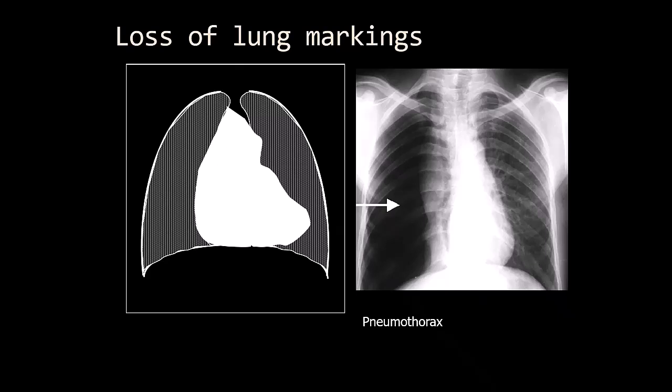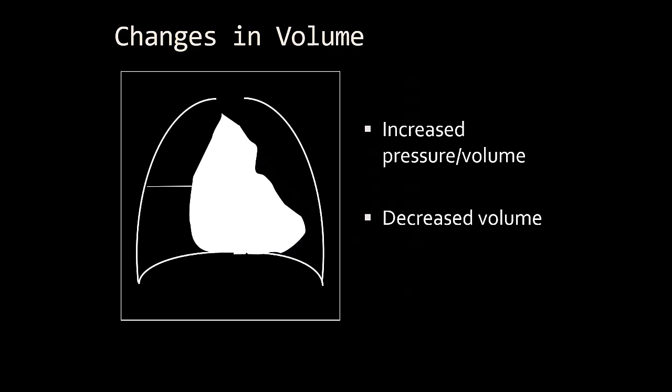Let's take a moment to study these illustrations of lung markings on trauma radiographs and the influence of fluids or lack of fluids within the thorax. Here we see a right lung pneumothorax where the air is pushing in on the right lung and shifting the heart and the left lung to the other side of the thorax. Let's see how the changes in volume of air within the thorax affect the chest.